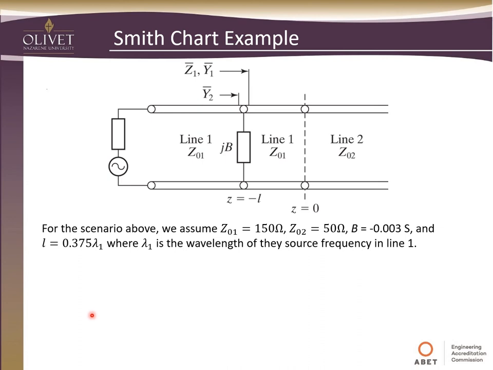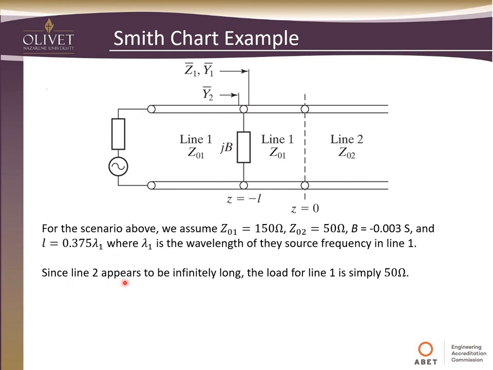Because remember, if you go back a couple of lectures, we saw that as we look at these transmission and reflective coefficients, they were cyclic, right? For every half wavelength, they start to repeat. And so we just need to know where we are in reference to a fraction of the wavelength itself, as we know that this repeats. So lambda one then is the wavelength of this source frequency on line one.